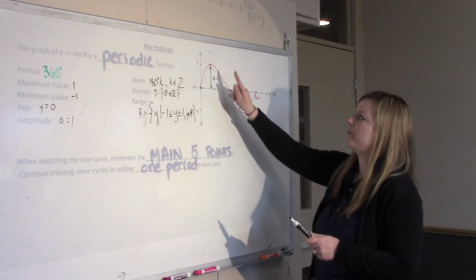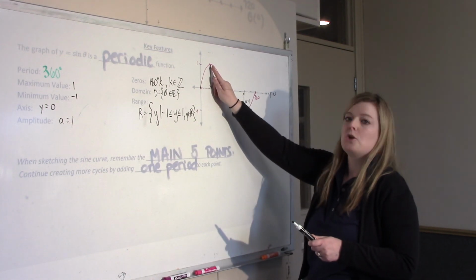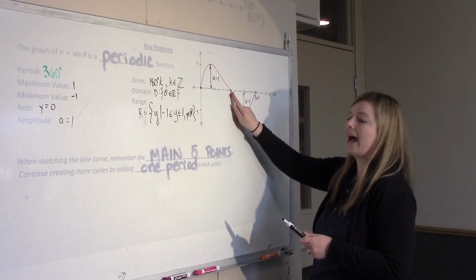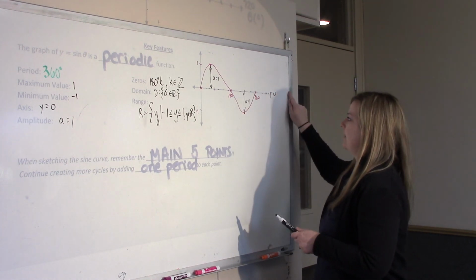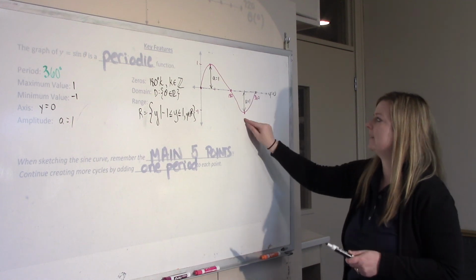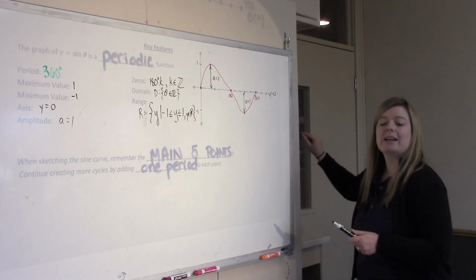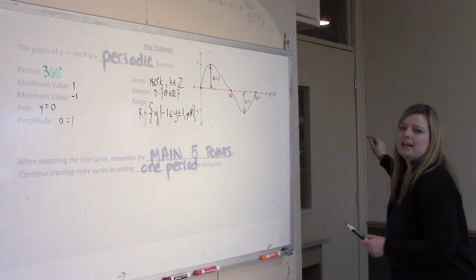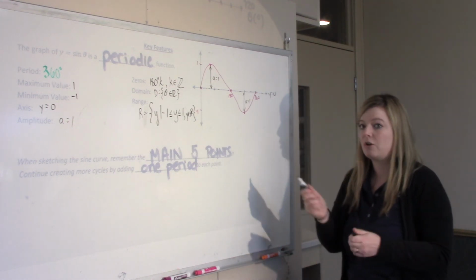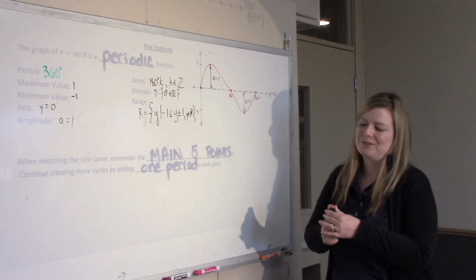So if you want to get another point, you add 360 degrees and there'll be another one. If you want to get another one of these, add 360, you'll get another. If you want to get another minimum, you add 360 to this 270, you'll get another one. If you want to get another one, you just add another 360 and just keep adding periods, and you'll keep creating this function over and over again.